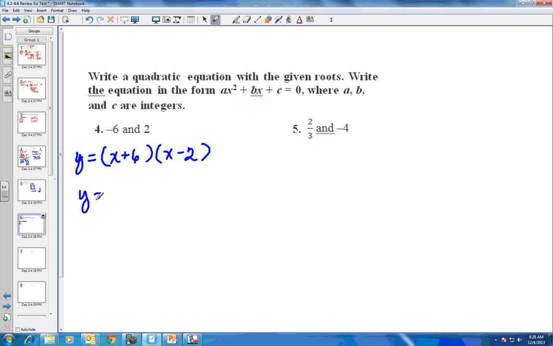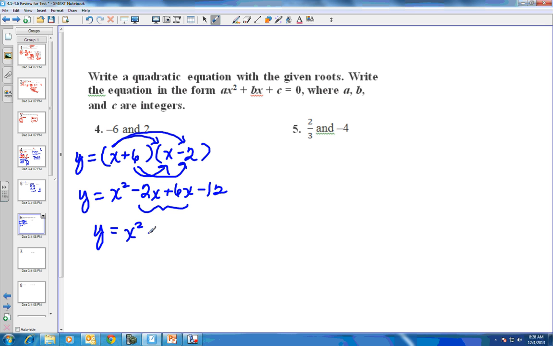So y equals x times x, x squared, x times negative 2, negative 2x, 6 times x, plus 6x, 6 times negative 2, negative 12. y equals, now I'm just combining my like terms, x squared plus 4x minus 12. Okay, and that's my answer for the first one.